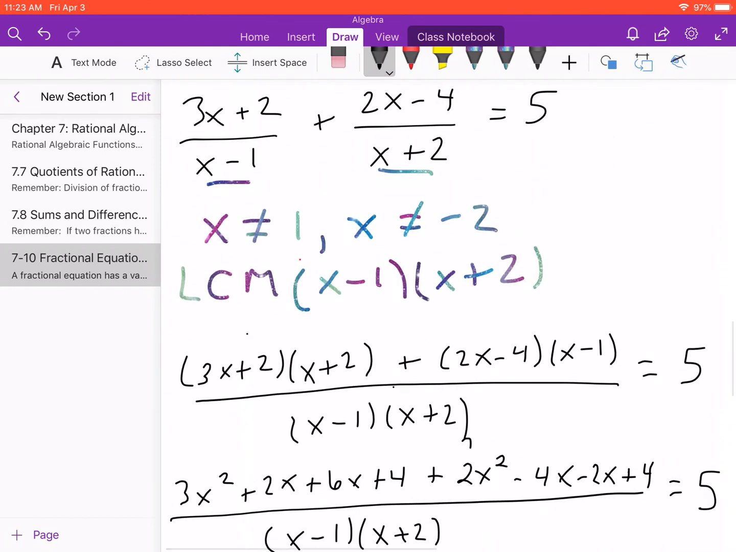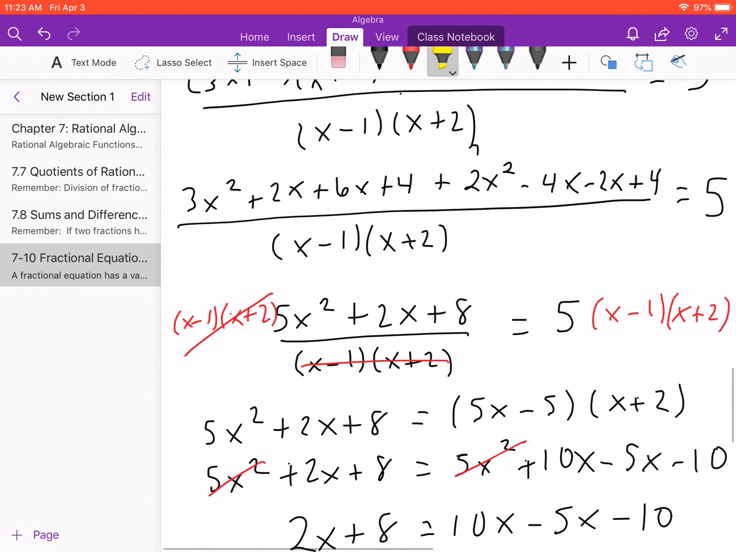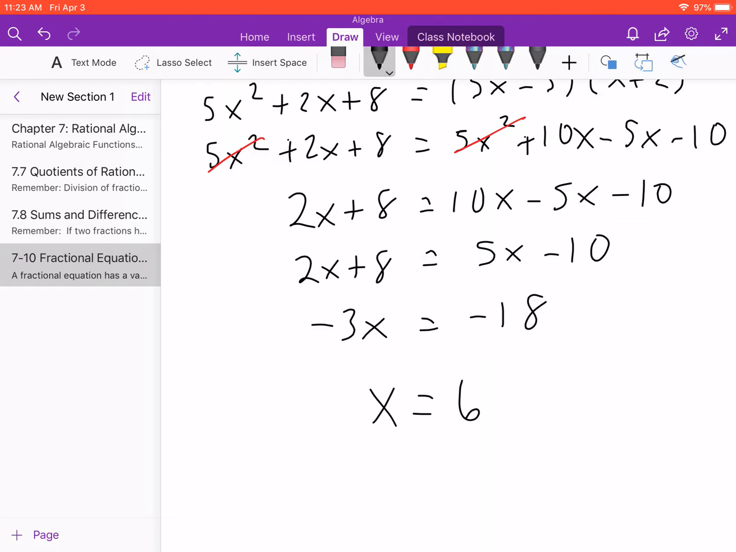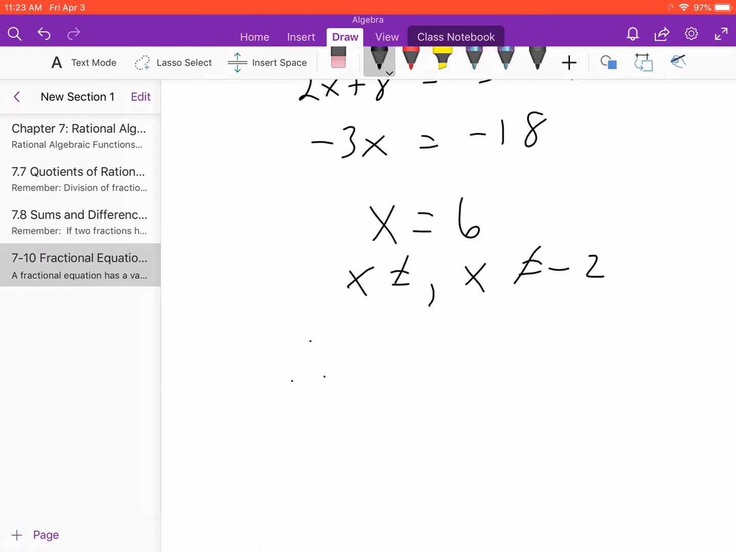I'm going to go back and check my extraneous solutions. X cannot equal positive 1 or negative 2. We found that early on, so I'm going to write them here in case you forgot. X cannot equal a positive 1 and x cannot equal a negative 2. But our root is 6. So the solution ends up being just a positive 6 for this example.